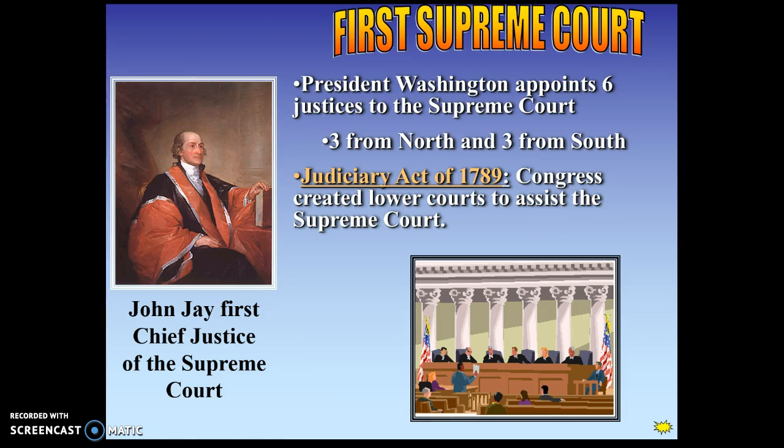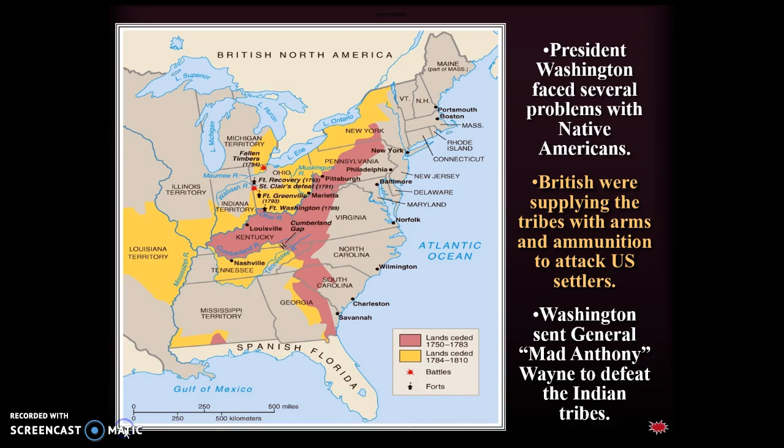In 1789, one of the first acts that Congress creates is the Judiciary Act of 1789, which creates lower courts to assist the Supreme Court. So not every federal court case had to be heard by the Supreme Court. Other courts could hear them and make decisions on them before they got to the Supreme Court. So the Supreme Court is an appellate court, meaning that if you break a federal law, it doesn't necessarily mean you're going to the Supreme Court. It could go to other lower federal courts.